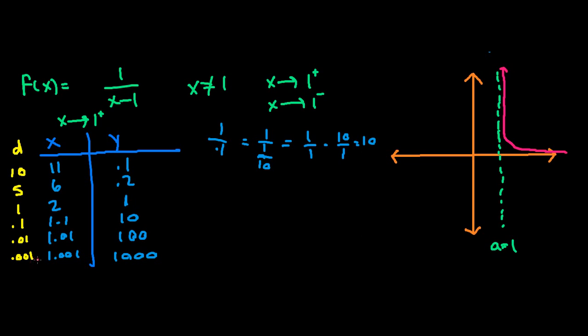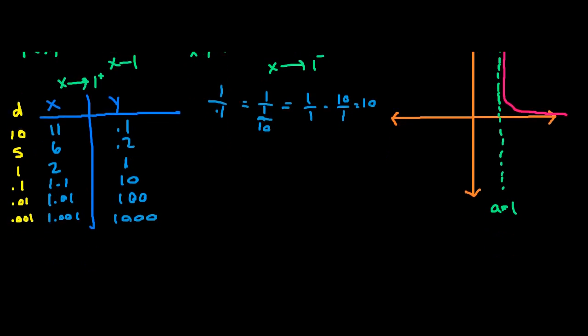Where 0.01 is already 100. If we were to put in 1 millionth, it'd be a million. So we can see that the closer and closer we get, it's just going to continue to get more ridiculously large as we approach it from the right. So we can already say that there is a vertical asymptote. So this is going to infinity. So let's write this. These values are going to go to infinity as we get smaller.